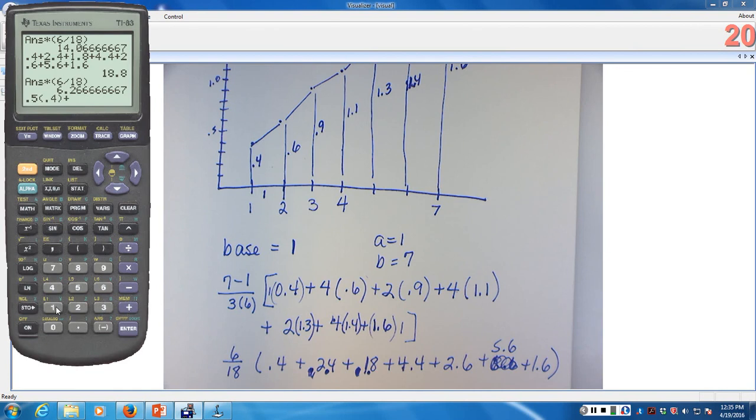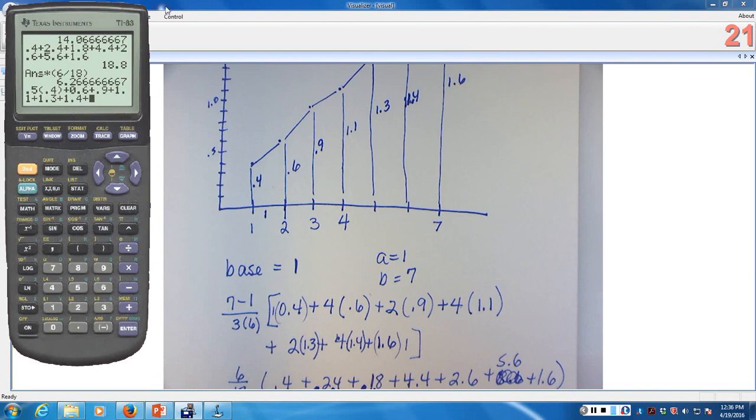plus 0.6 plus 0.9 plus 1.1 plus 1.3, 1.4, and 1.6, which is multiplied by 1/2.